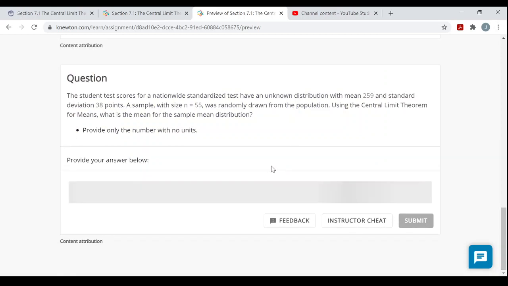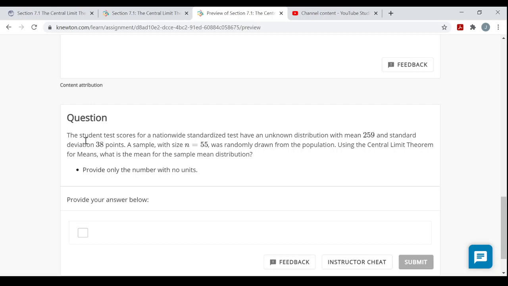So for instance here, the student test scores for a nationwide standardized test have an unknown distribution with a mean of 259 and a standard deviation of 38 points. A sample with size, little n equals 55. Remember, little n usually represents the size of a sample that you pulled from a population. So a sample with size 55 was randomly drawn from the population. Using the central limit theorem for means, what is the mean for the sample mean distribution?